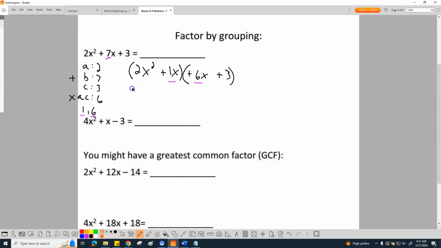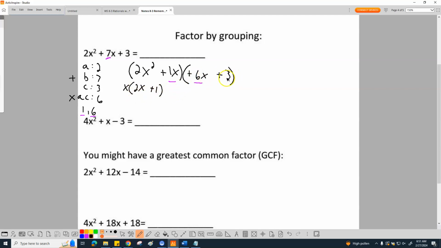How do you do that? You take out the GCF. This one has a 2 and an x I can take out. Oh, no, I can't take out a 2x. I can only take out an x. So I'm going to take out an x from the first one, and I end up with 2x plus 1. And you're trying to make sure the interior of the parentheses match.